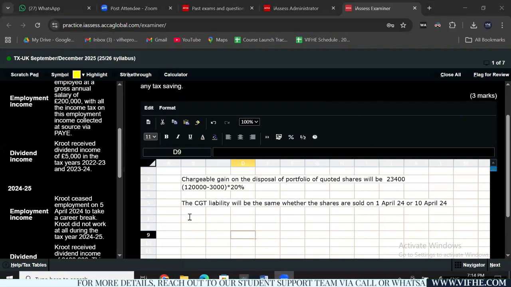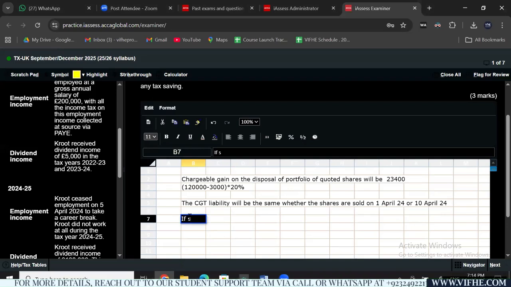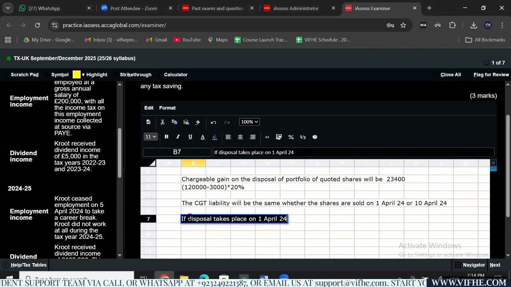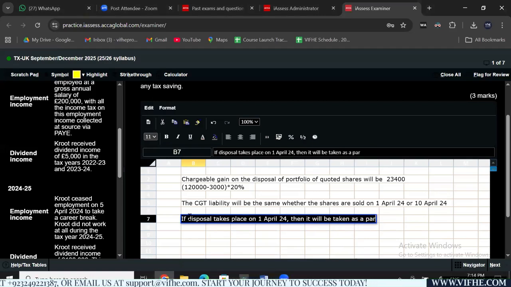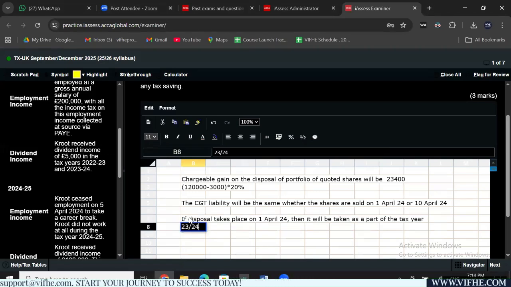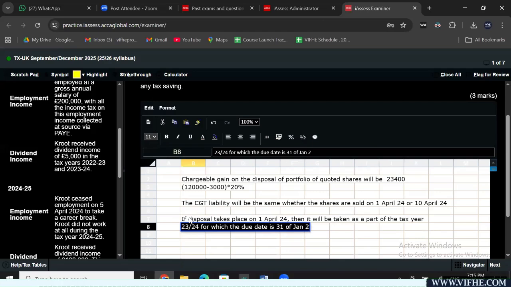Okay, so it's like if disposal takes place on 1st April 24, then it will be taken as a part of the tax year 23-24, for which the due date is 31st of January 2025, being 31st of January after the end of the tax year.